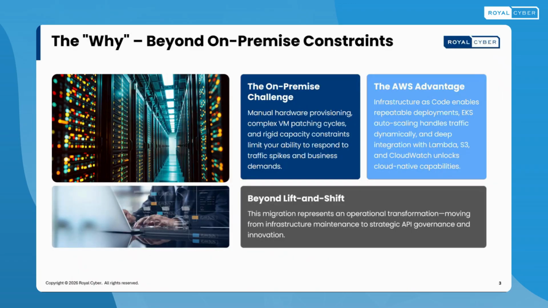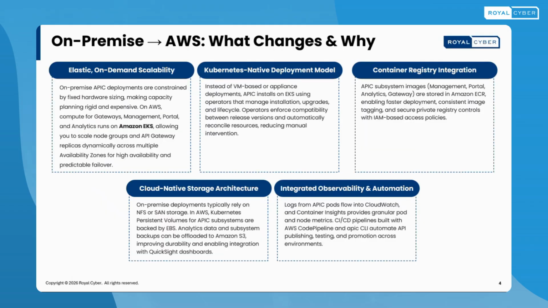So moving on, the why behind on-premise constraints. On-premise API Connect environments face rigid capacity limits, be it provisioning hardware or scaling, which requires procurement cycles, and patching VMs is operationally heavy. So on AWS, when we compare, we move to infrastructure as code, IaC, auto scaling, Kubernetes as clusters, and native integrations with Lambda, S3 and CloudWatch. But this is not just a lift and shift, rather it's a transformation from infrastructure maintenance to API governance, agility and innovation.